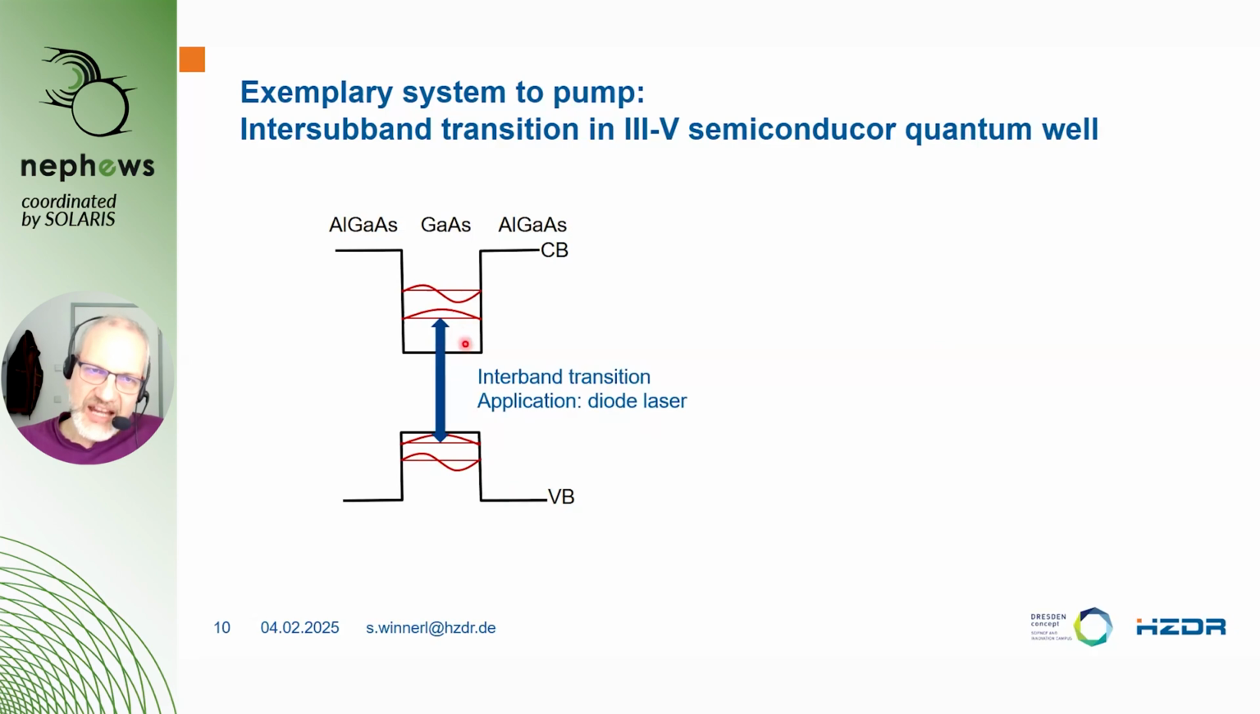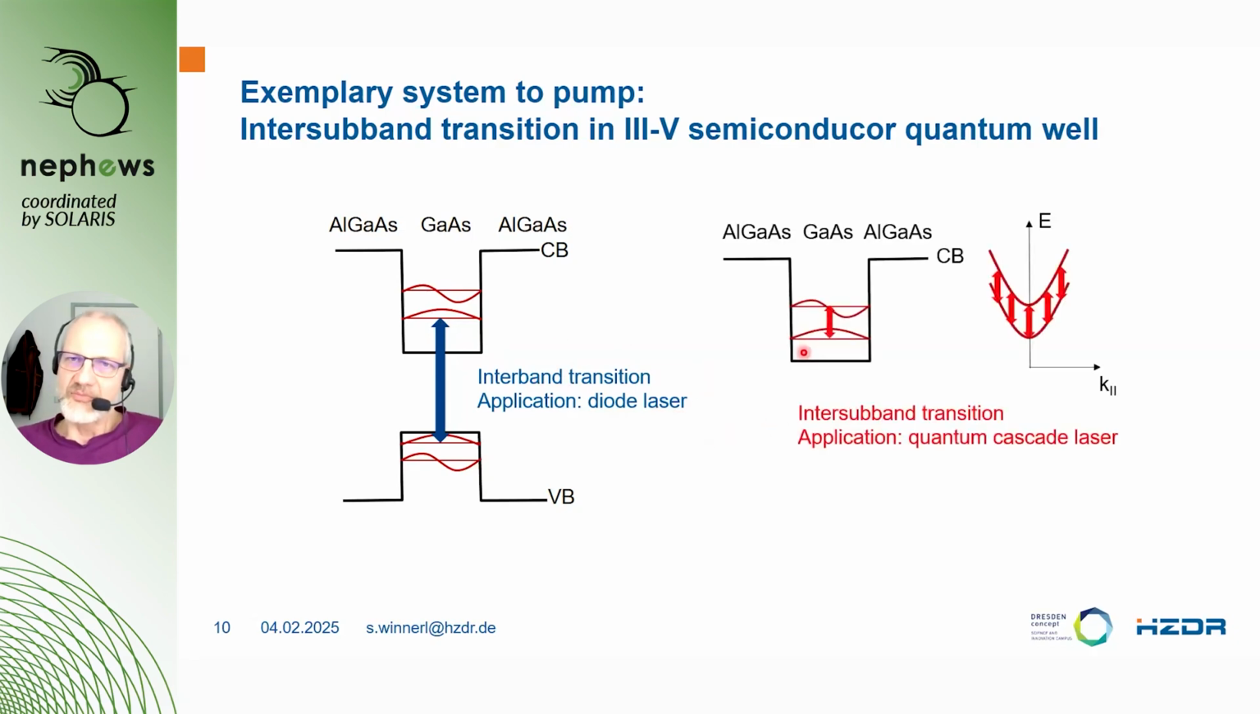And if we have optical transitions across the band gap, so from a valence band to a conduction band, these are interband transitions. These are exploited in diode lasers, but one can also have transitions just within the conduction band. These are called intersubband transitions, and this is used for quantum cascade lasers. This is a very successful technique to create mid-infrared and terahertz radiation.